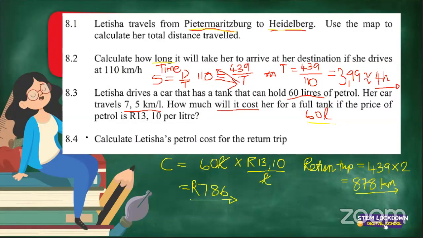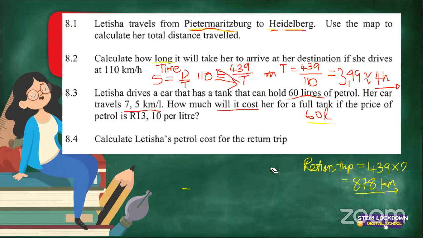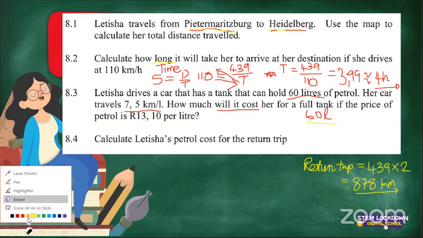I don't have much time. So here's my rate: 7.5 kilometers per liter. Let me erase that so that I have space. Okay, learners, how many liters will she need to travel a distance of 878 kilometers if the car consumes 1 liter for every 7.5 kilometers?